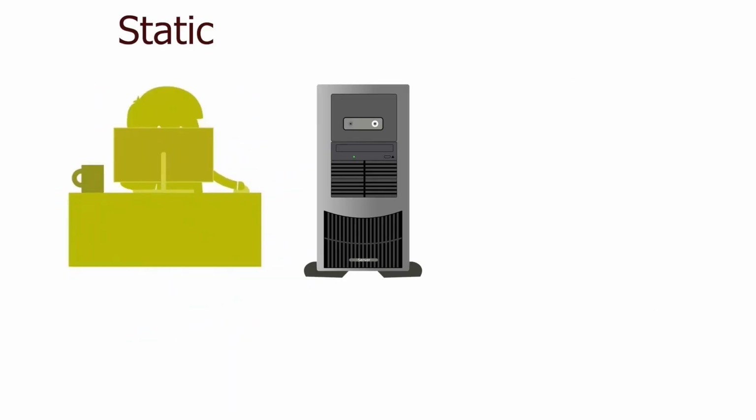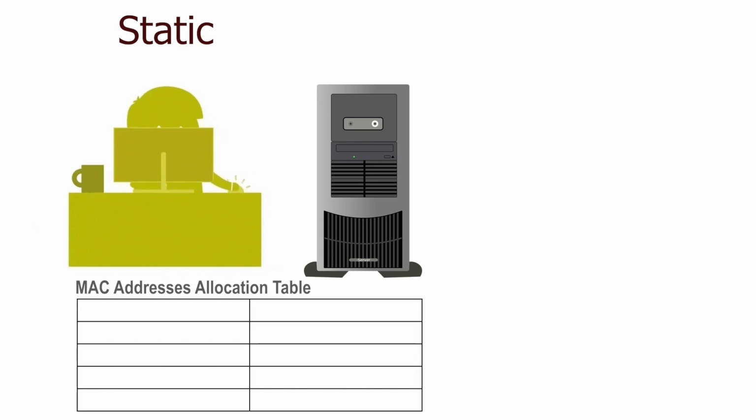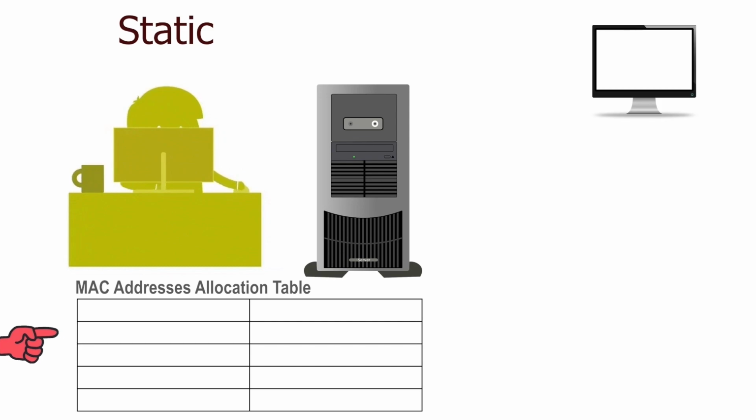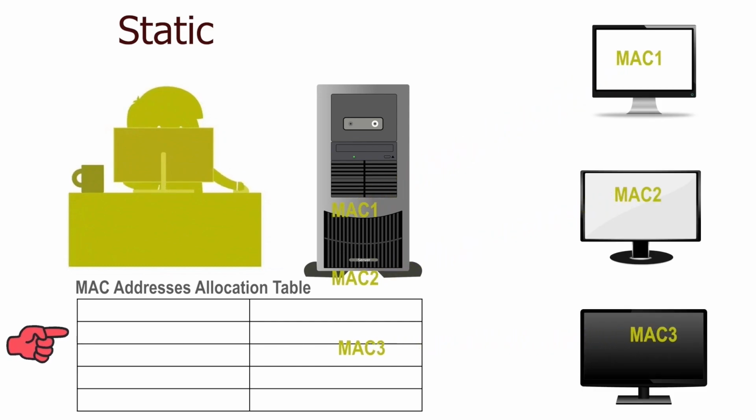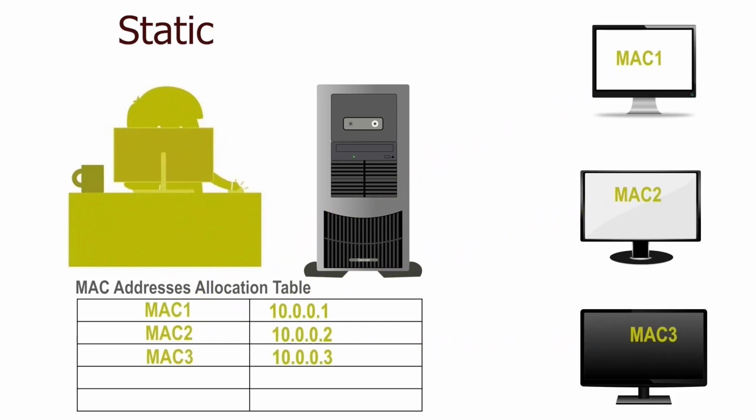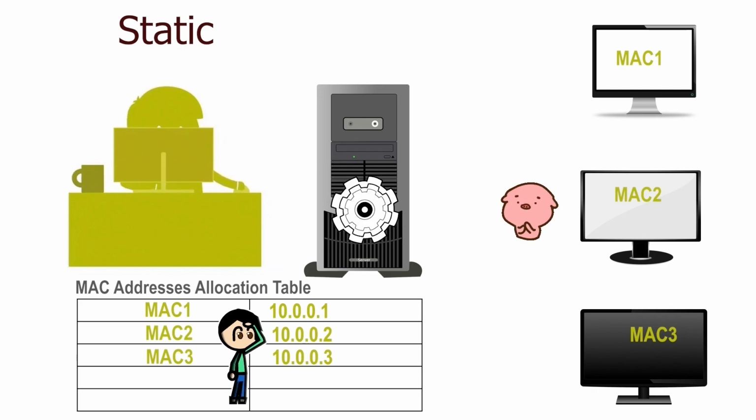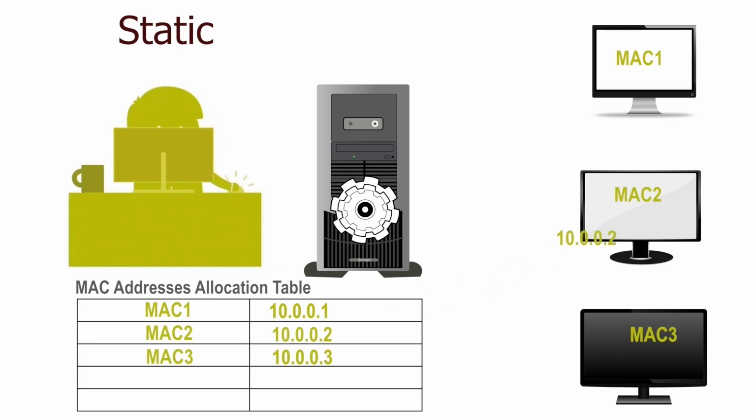In the static allocation method, the administrator configures an allocation table on the DHCP server. In this table, the administrator adds the MAC addresses of all clients and assigns an IP configuration to each client. The DHCP server uses this table to provide IP configurations. When a client requests an IP configuration, the DHCP server finds the client's MAC address in the table. If it finds an entry for the client, it provides the IP configuration to the client.